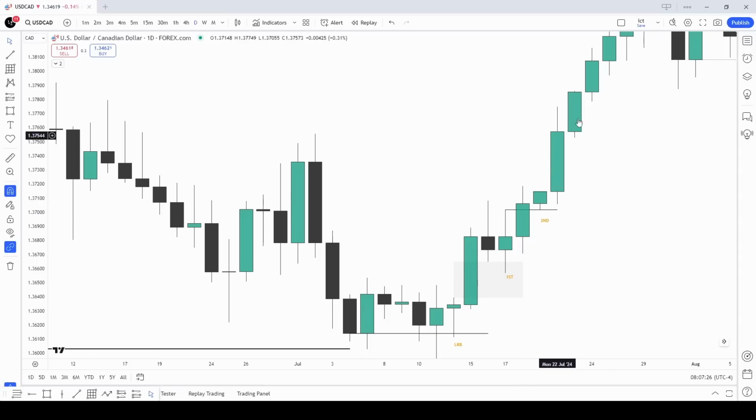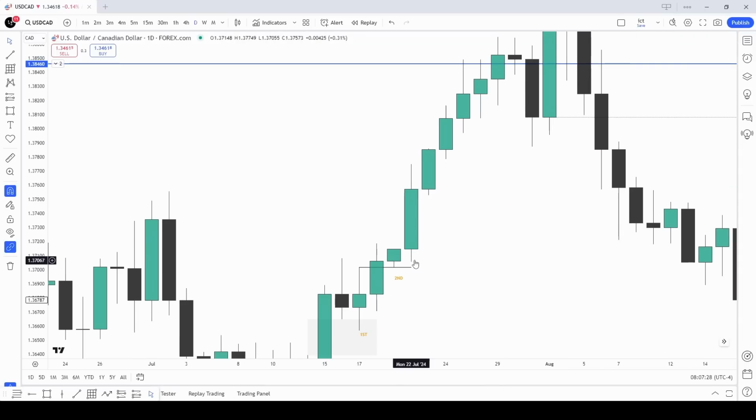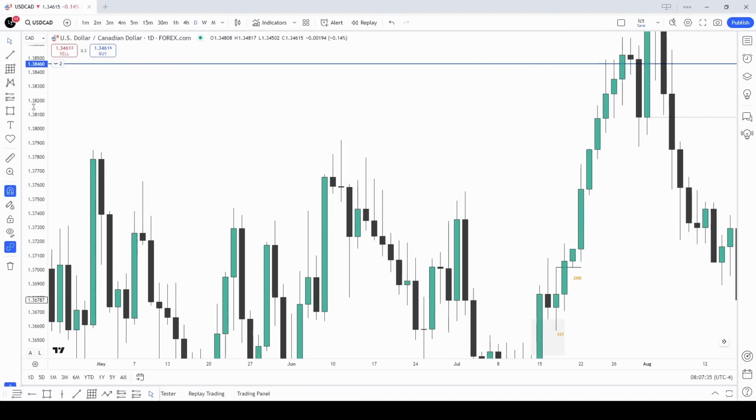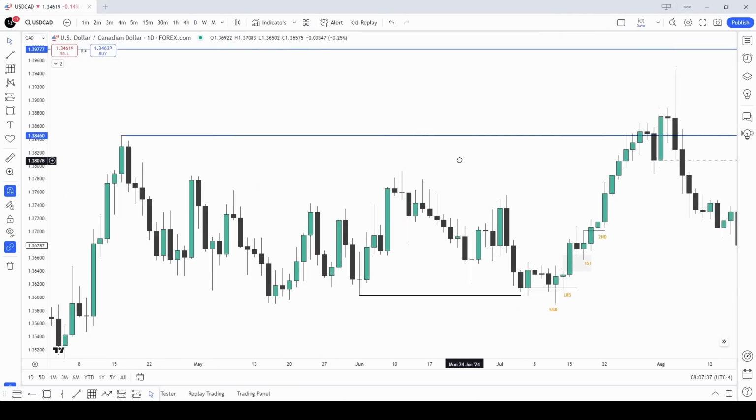You would be buying all of these days. Open, low, buy the lows. Okay, this wick you're buying, this wick you're buying, this wick you're buying, so on and so forth until we clear out the buy side liquidity at the high.